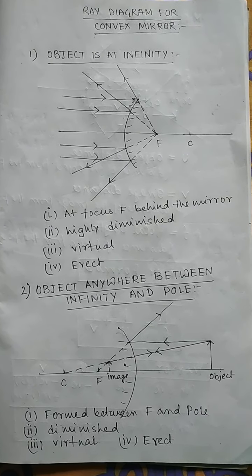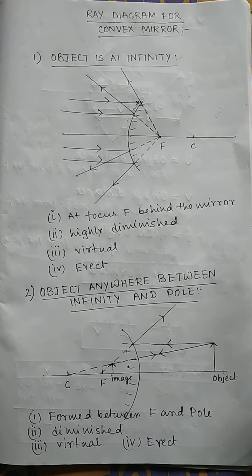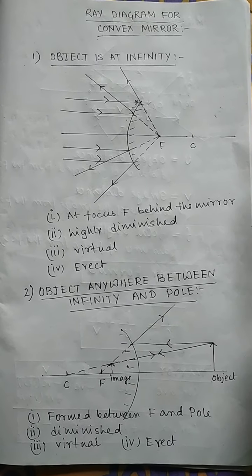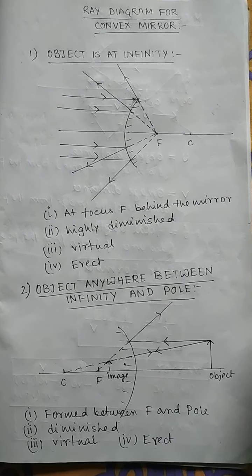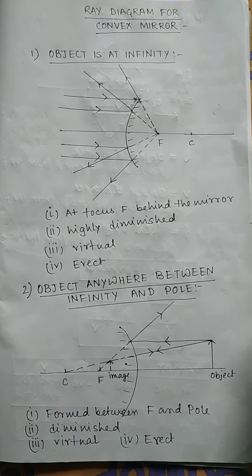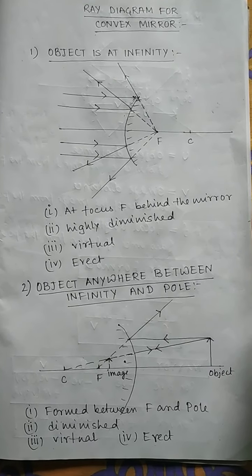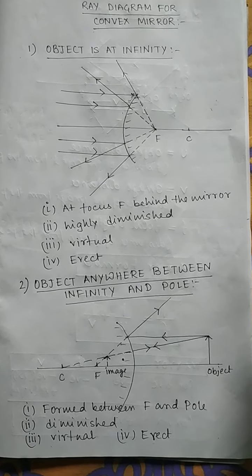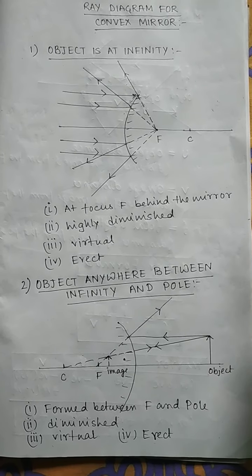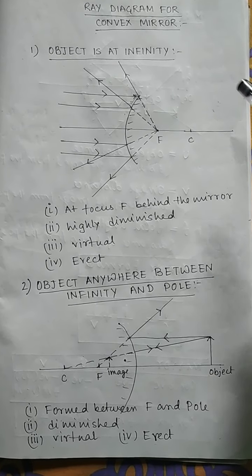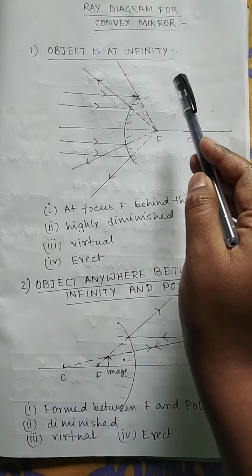In today's class, we will see about ray diagrams for convex mirror. In our previous classes, we have seen ray diagrams in case of concave mirror. So in today's class, we will start with ray diagrams for convex mirror. Now in case of convex mirror, there are only two cases. Let's begin with the first case when the object is at infinity.